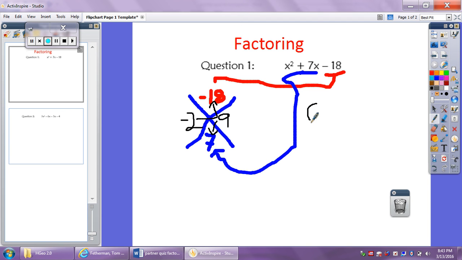So my solution will be x minus 2 and x plus 9. And this will ensure that we always have the correct answer because we have what we multiply, what we add. So I know that negative 2 times 9 is negative 18. Negative 2 plus 9 is 7.